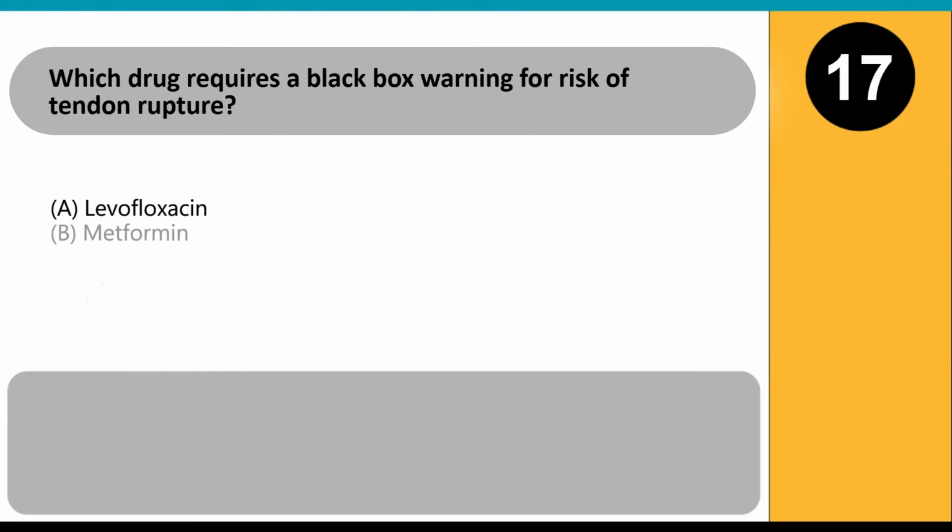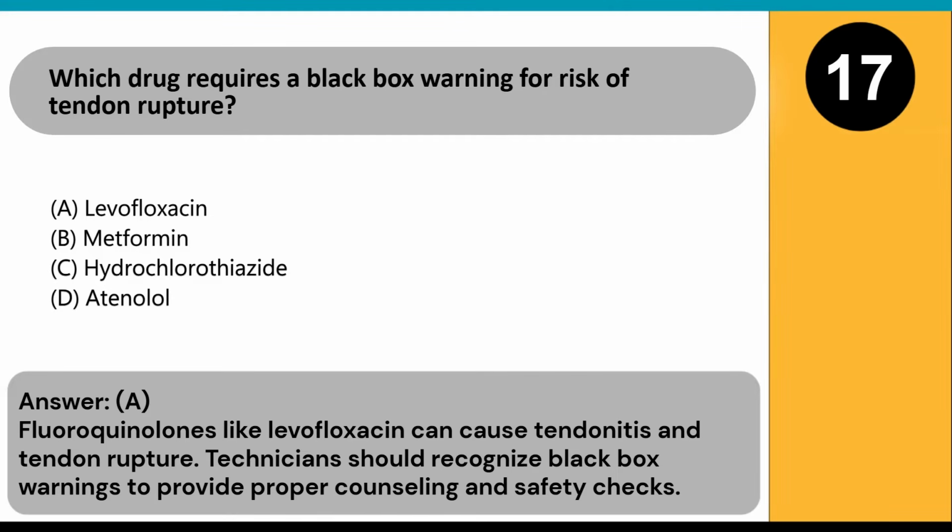Which drug requires a black box warning for risk of tendon rupture? A. Levofloxacin. B. Metformin. C. Hydrochlorothiazide. D. Atenolol. Answer, A. Fluoroquinolones like levofloxacin can cause tendinitis and tendon rupture. Technicians should recognize black box warnings to provide proper counseling and safety checks.